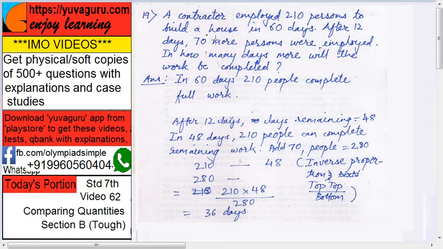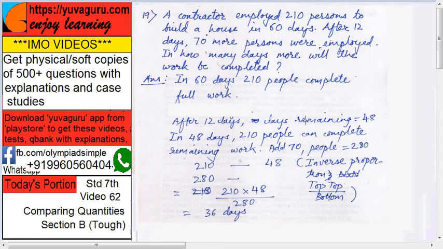Now after 12 days, 70 more persons. So the total becomes 280. But 12 days have passed. So what work has been completed and what is remaining? That is required. Here, in 60 days, 210 people complete the full work. So in 12 days, how much work will be completed?